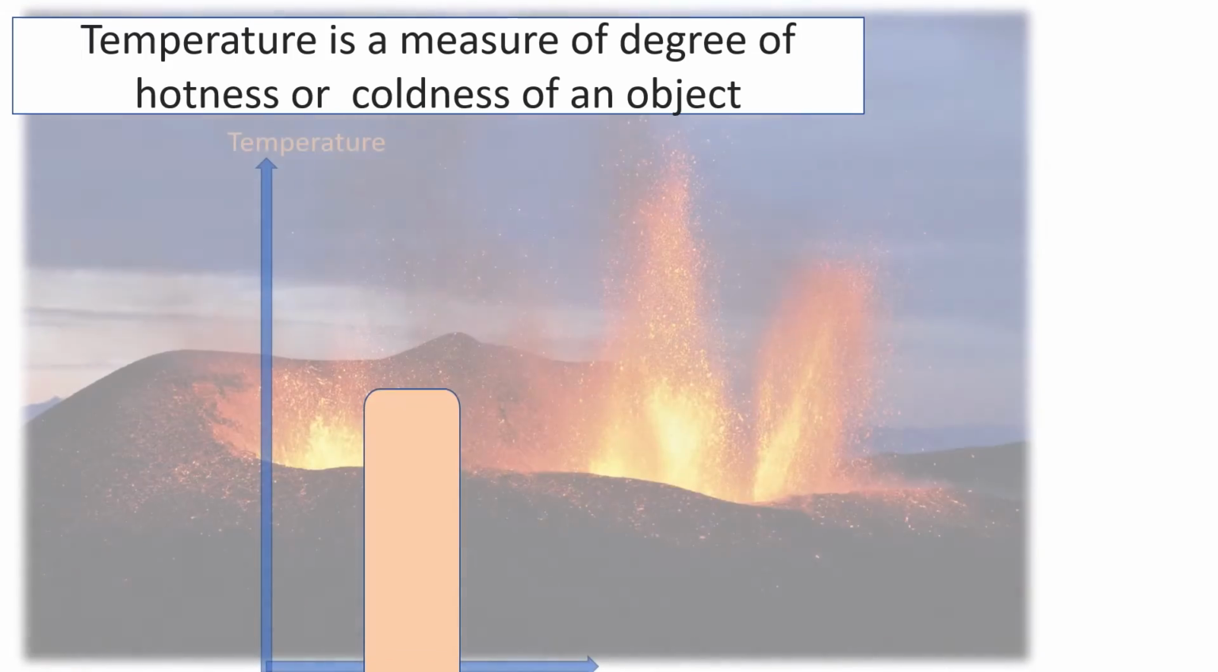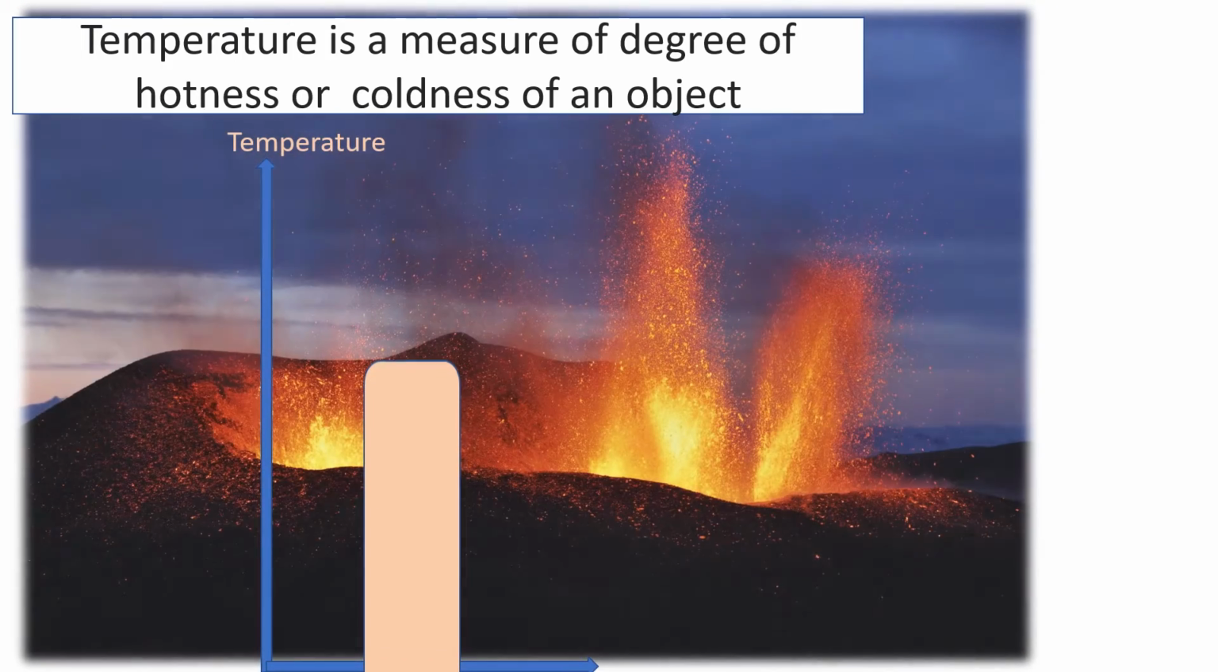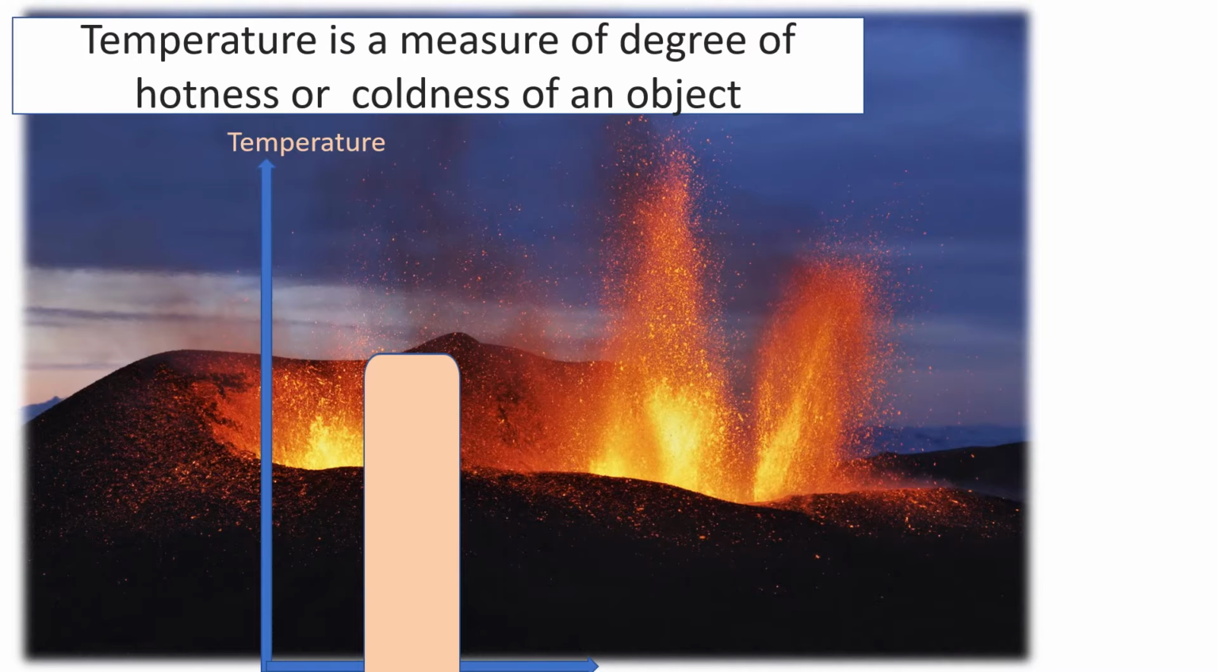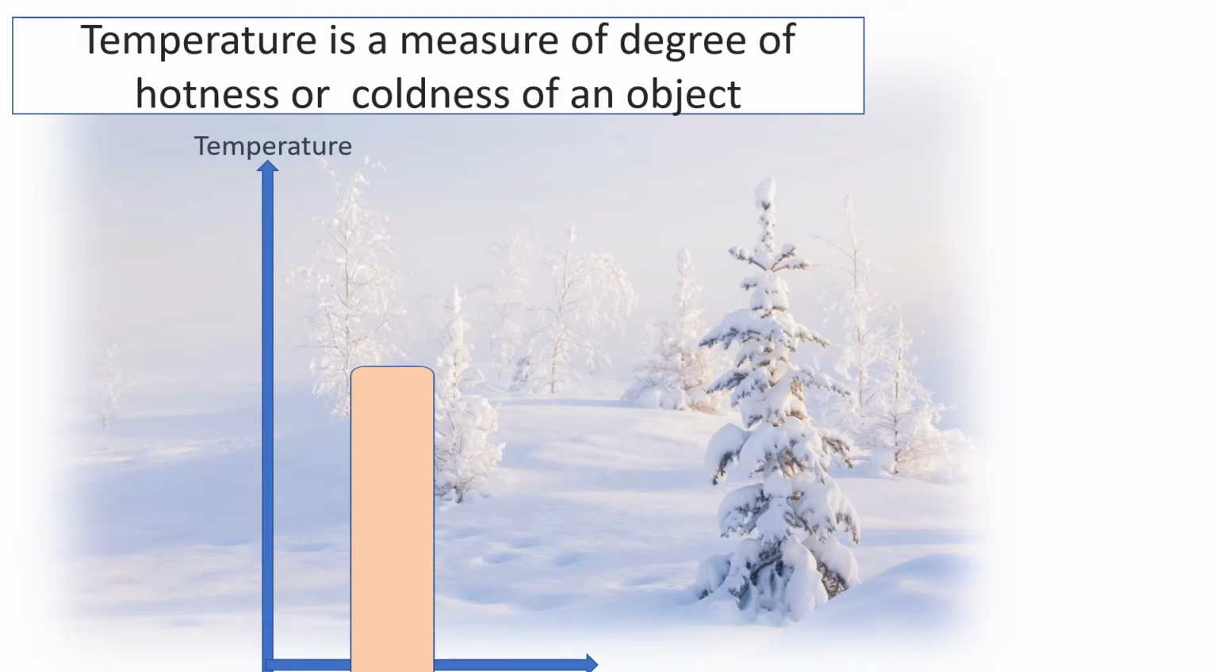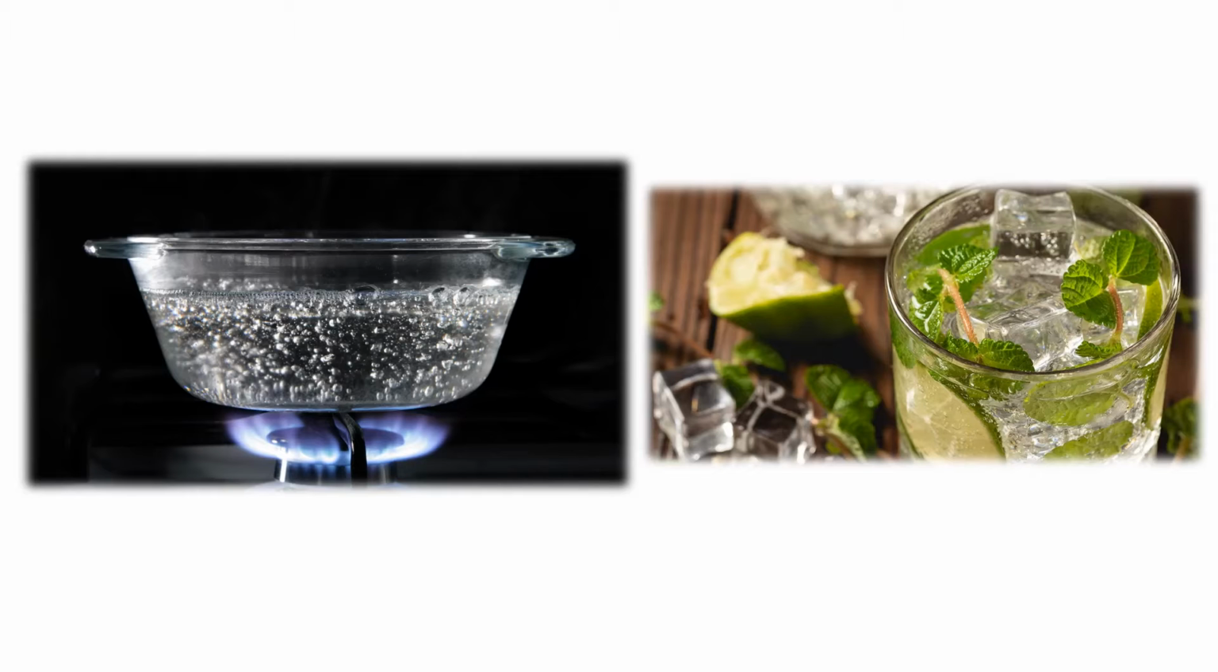In a hot environment, temperature increases, while in a cold environment, temperature decreases. The diagram shows a boiling water. When water is heated, its temperature increases. And this diagram shows a drink with ice cubes in it. So when ice is added, its temperature decreases.